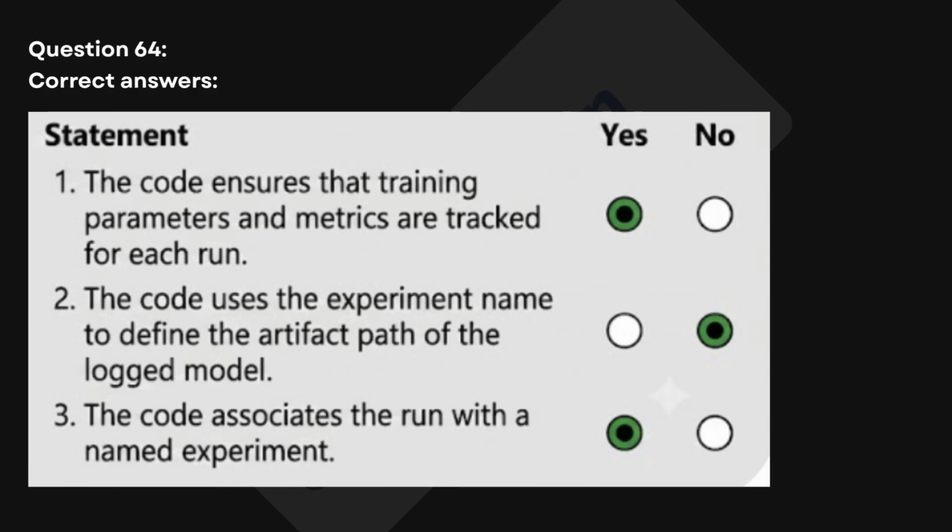Statement 2. The code uses the experiment name to define the artifact path of the logged model. Answer: no. The experiment name is set with mlflow.set_experiment, but the artifact path for the model is defined explicitly as model in mlflow.sklearn.log_model. The experiment name does not define the artifact path. Statement 3. The code associates the run with a named experiment. Answer: yes. mlflow.set_experiment, classification experiment, ensures the run is linked to the named experiment. So the correct selections are yes, no, yes.